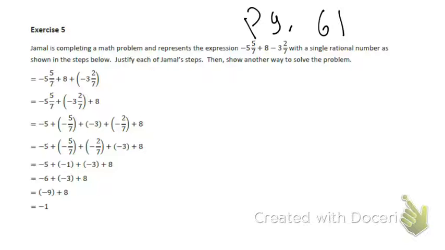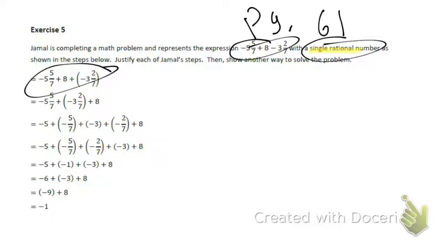But so we're on page 61. We're continuing kind of what we did yesterday, looking at this word problem. It says Jamal is completing a math problem. It represents the expression negative 5 and 5/7 plus 8 minus 3 and 2/7 with a single rational number, as shown in steps below. Justify each of Jamal's steps. Then show another way to solve the problem. So remember, it says he's writing this expression as a single rational number. That basically means he has this problem here and he just gets the answer down there. What we've got to do is pretty much write down what he did in each step.